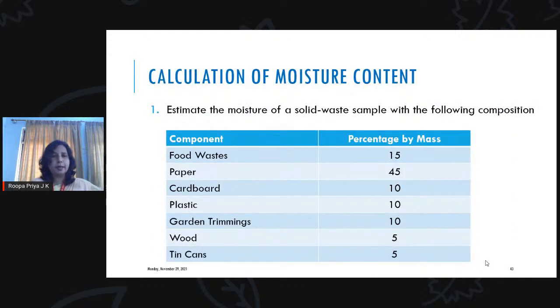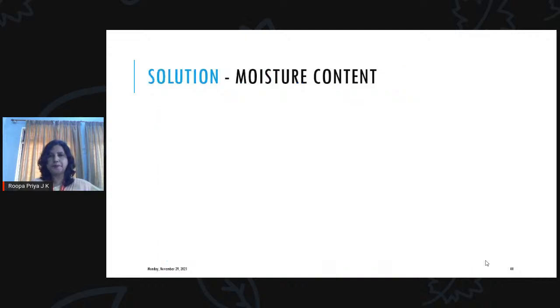Let's take up a few examples to calculate the moisture content using the simple formula. So this is one of the questions asked: to estimate the moisture content of a solid waste sample with the following composition. The following composition consists of all the components of solid waste, starting from food waste, paper, cardboard, plastic, garden trimmings, wood, and tin cans. And the other data which we have in this question is the percentage by mass.